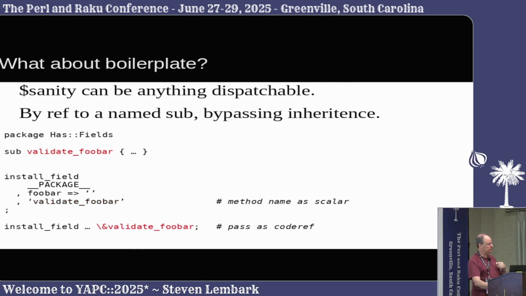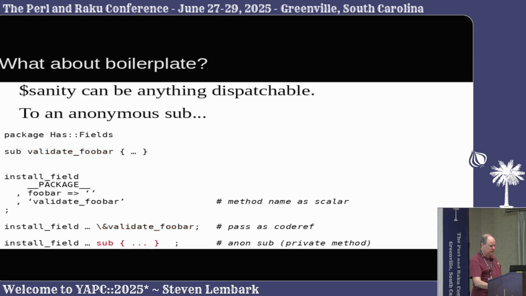I could pass it the address of a subroutine. That saves me from the stack lookup. It means I know exactly where I'm going to go in the stack. This is nice if you've got something that's inherited, where other classes are derived from it, and you know where in the stack you want to do the validation. You don't want to allow overriding your method. And of course, you could have an anonymous subroutine. You could have a closure that does this.